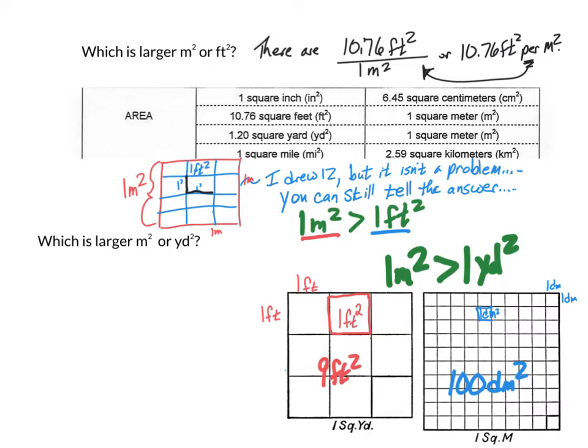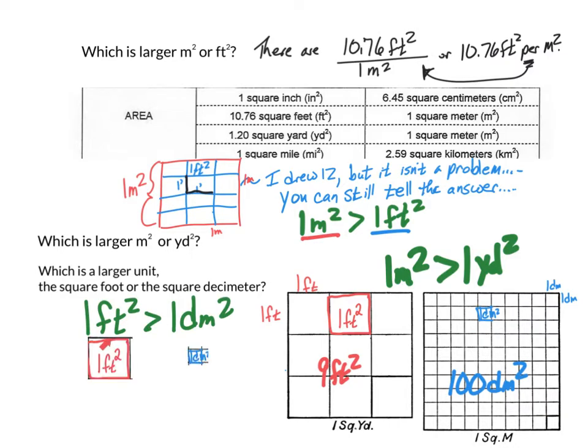So if I were to ask you which is the larger unit, a square foot or a square decimeter, you should see that the square foot is larger. Again, that's just a visual. If you were to look at the chart, you could see that we have 1.2 square yards is equal to 1 square meter. And we will see that the 1 square meter is larger than the square yard.